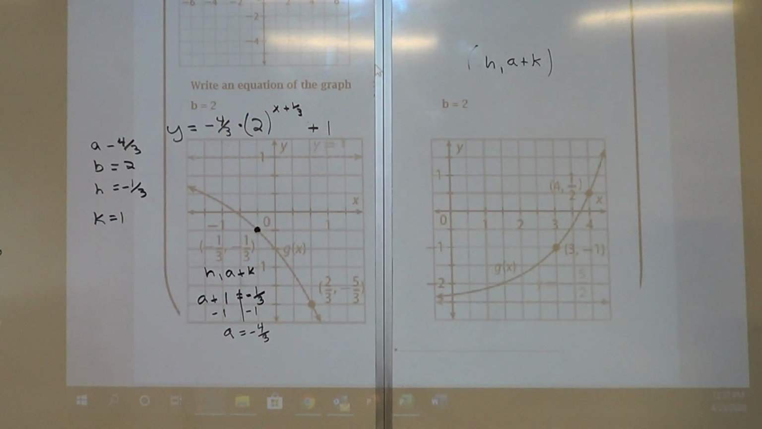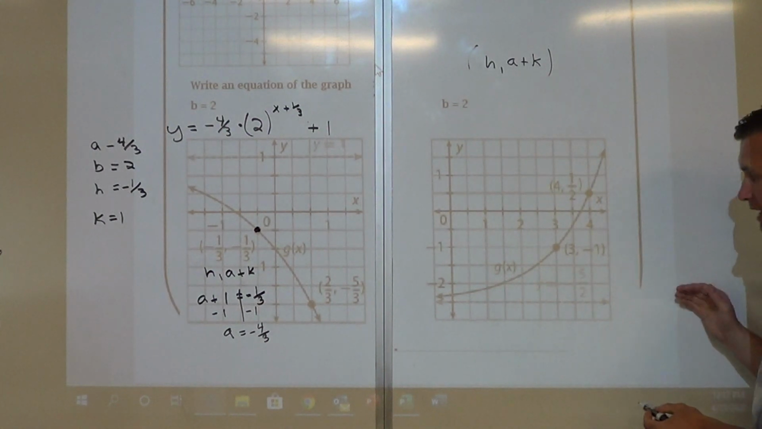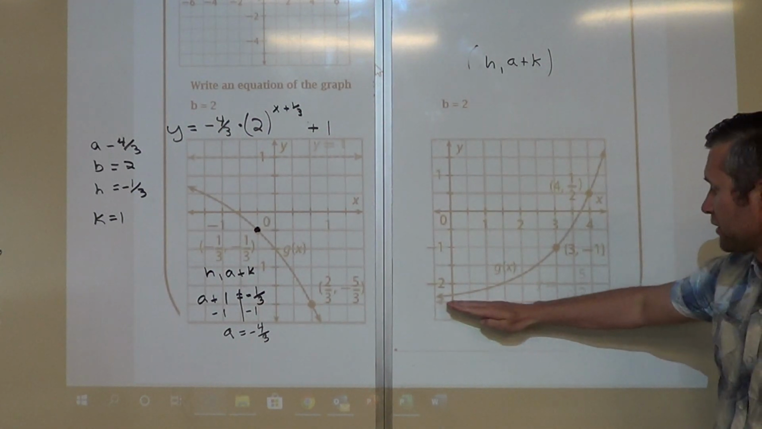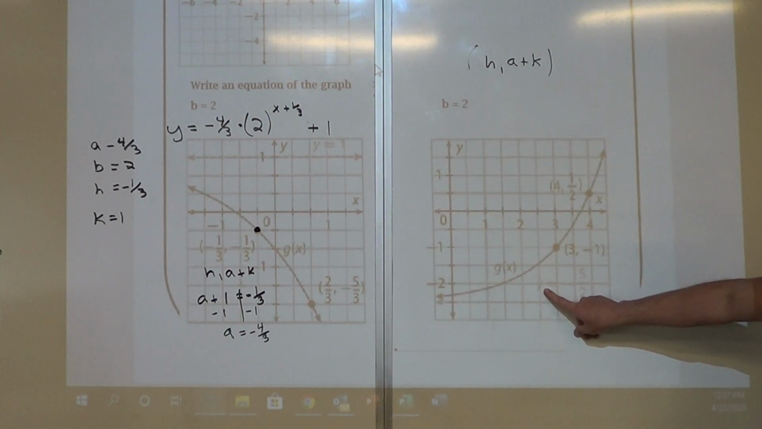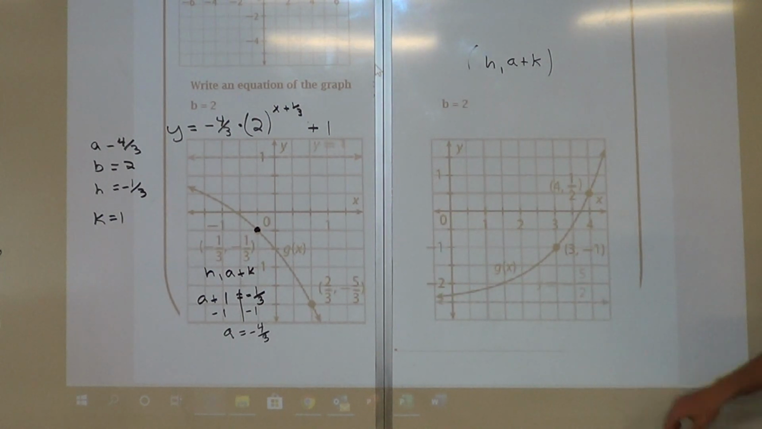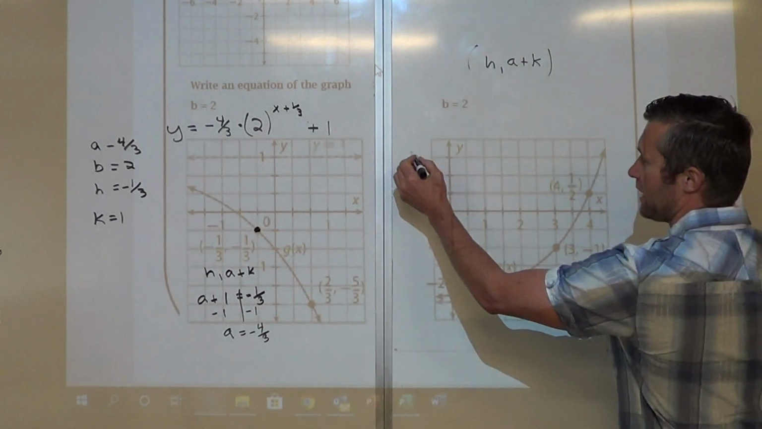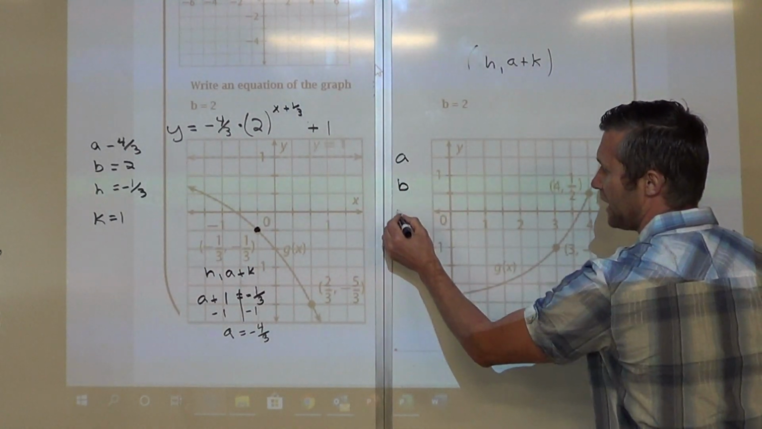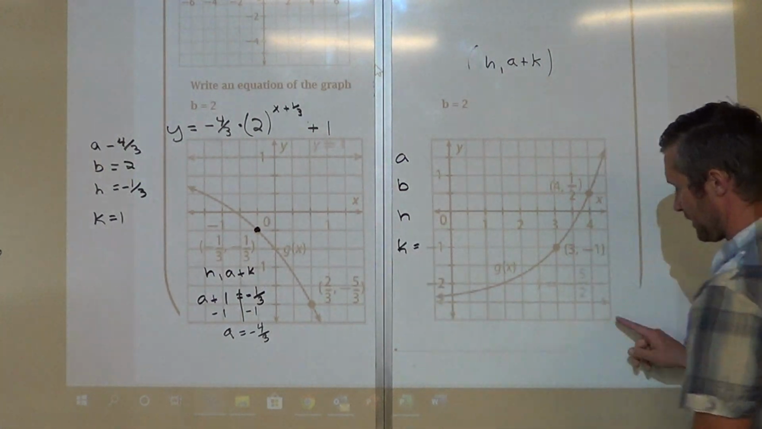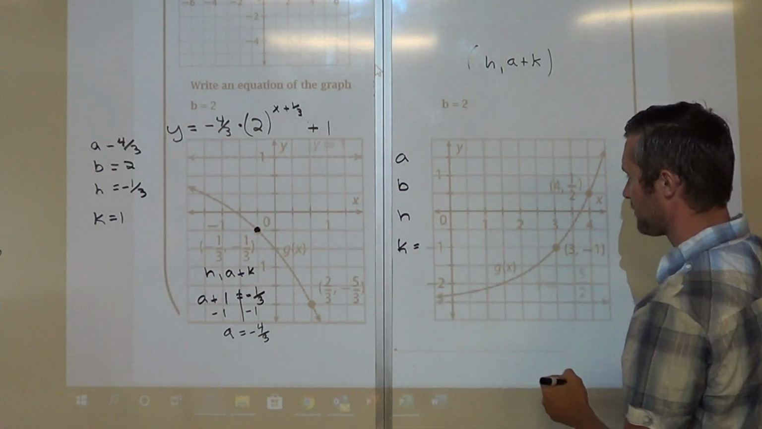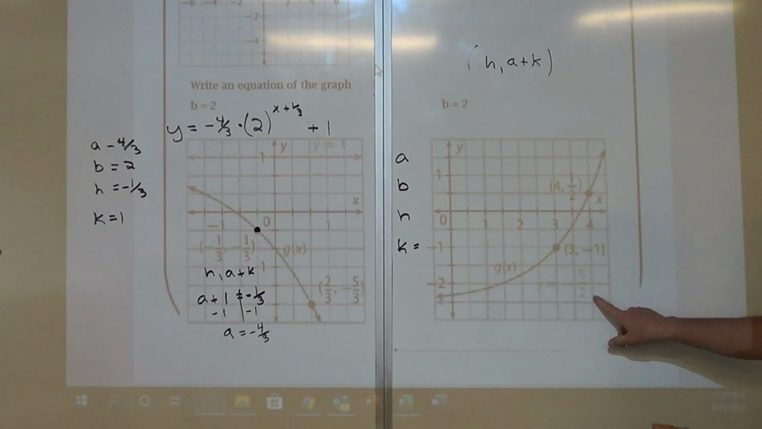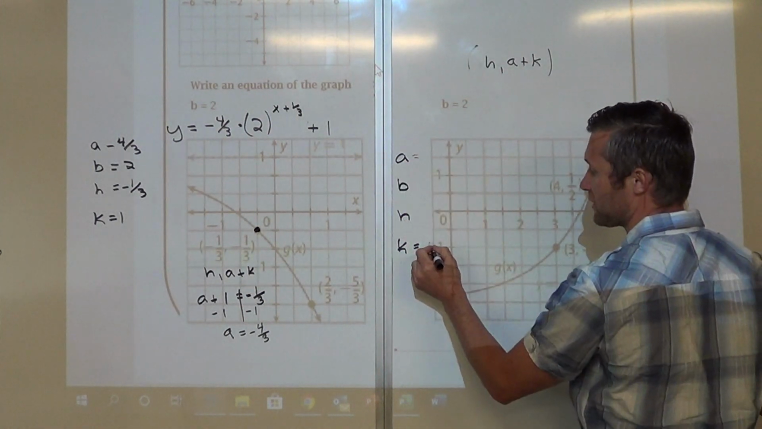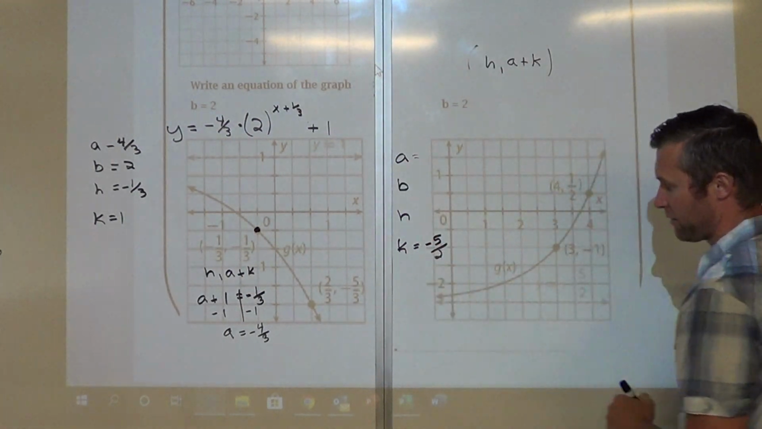For number 2, we go through, again, doing the same thing. Where's my asymptote? There's my horizontal line right there. It says my asymptote is at y equals negative 5/2. So I again identify A, B, H, K. That's easy enough. They tell me it's at negative 5/2. So this right here is negative 5/2. You could say that is 2.5.